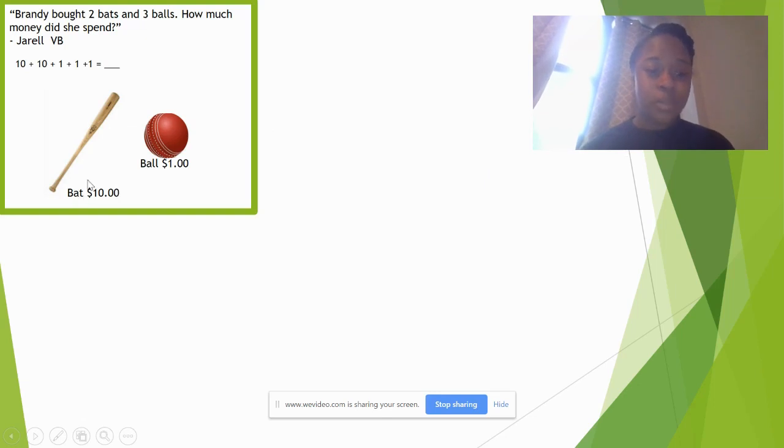We know that each bat costs $10, and we know that each ball costs $1 because of the image that Jarrell used. And so our equation, remember that he had 2 bats, is 10 plus 10 for the 2 bats, plus 1 plus 1 plus 1 for the 3 balls. Okay, don't do anything else there.